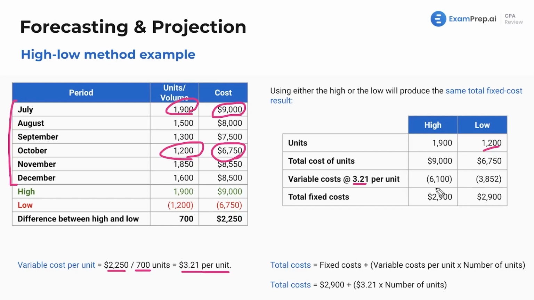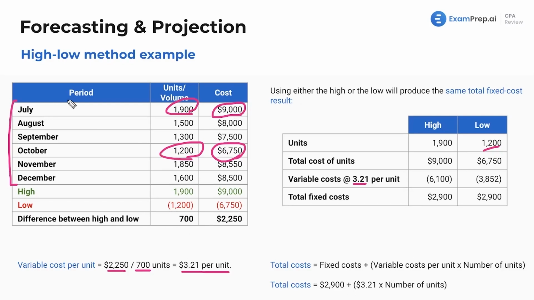Awesome. So what do we get? How do we get our total costs? Well, we have total costs equal 2,900 plus $3.21 times the amount of units. Now, a question would say, use this amount of units. And that's how you do your high-low method. It is just, I'll call it, a brainless process. Just memorize the steps, understand what you do. And this is how you do a high-low method problem.